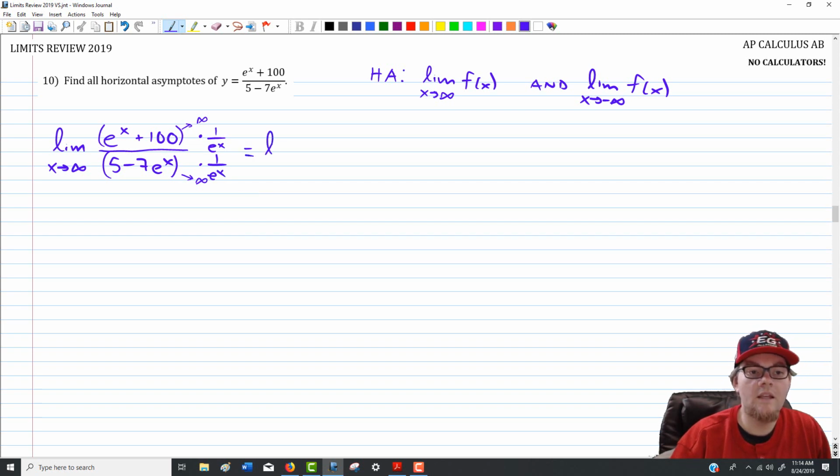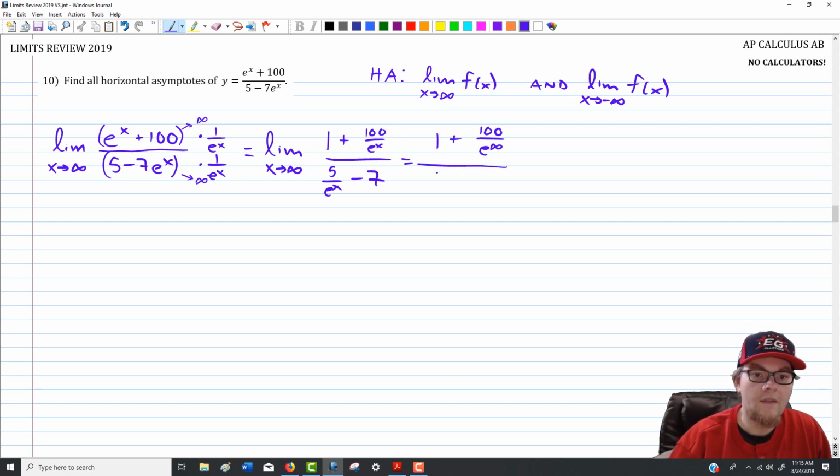And it's worth reminding you that e is just the number 2.718281828459045235 and other numbers also. But in this case, it's just an expression that's exponential, so it's growing really fast. So base is larger than 1. When we distribute it through, we'll get 1 plus 100 over e to the x. In the denominator, we'll get 5 over e to the x minus 7. Now when we plug in infinity, we're going to end up getting 1 plus 100 over e to the infinity, and then 5 over e to the infinity minus 7.